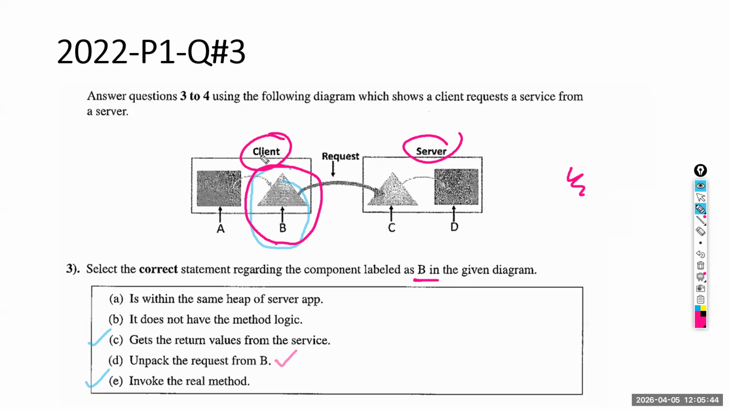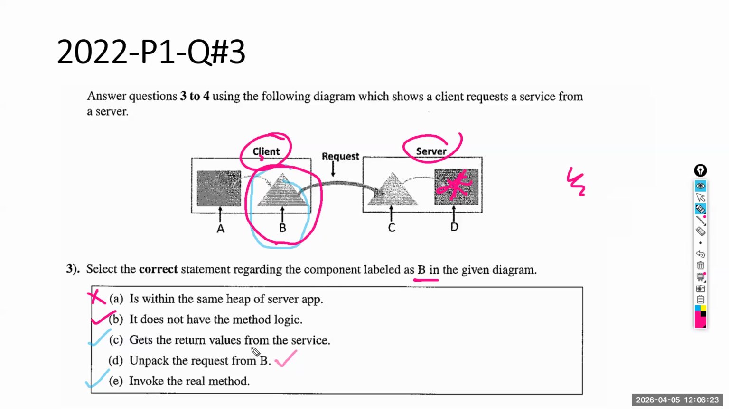No, B is in the client. This is the server. So therefore this is wrong. It doesn't have the method logic, yes, right, because this is your client. Client has only the stub. Method logic is here. So method logic must be in the server. Server implementation. So therefore it doesn't have the method logic, yes. Method logic is here. Implementation is here.